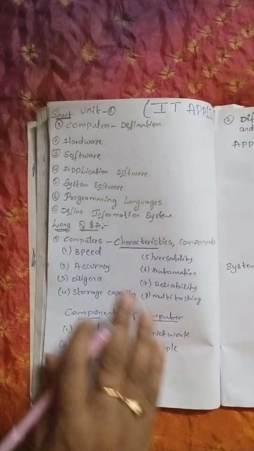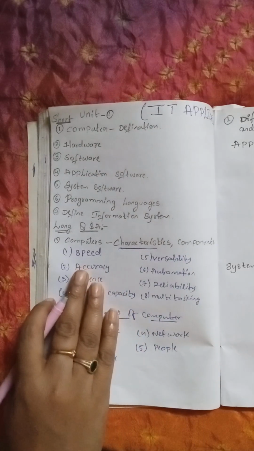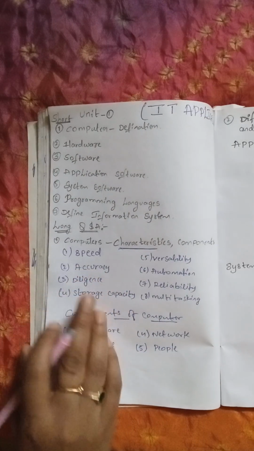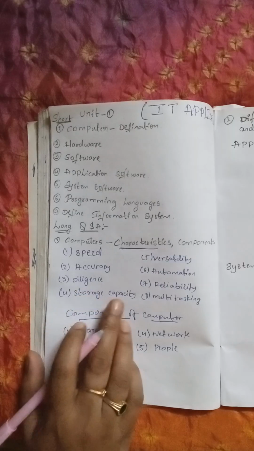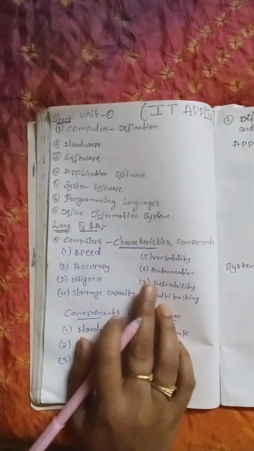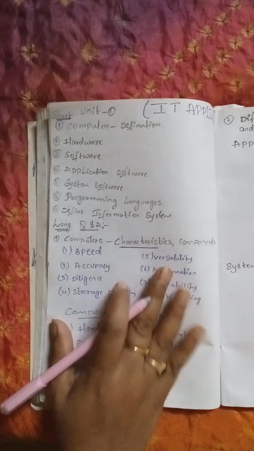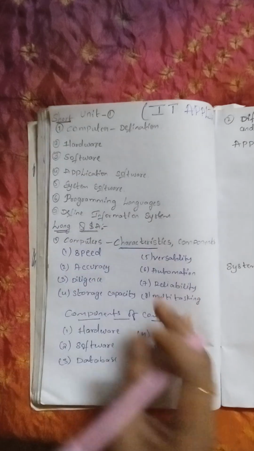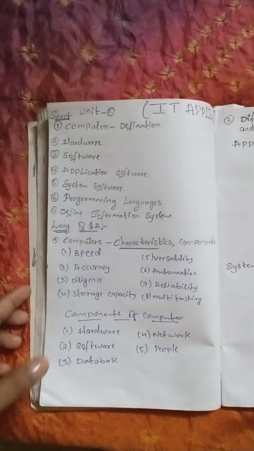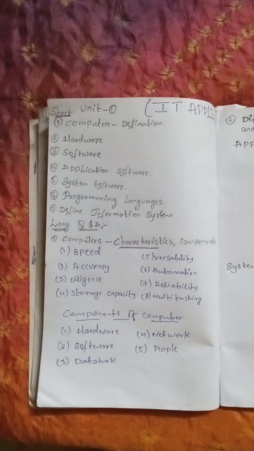Am I clear? So the characteristics of a computer are speed, accuracy, diligence, storage capacity, versatility, automation, reliability, and multitasking. These are the computer's characteristics and components. Let's discuss another question.